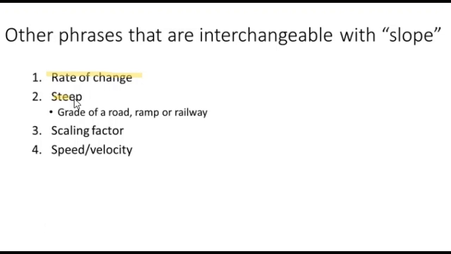The second word we may associate slope with is steep. And these usually deal with problems with roadways, ramps, or railways. And you may also hear the word grade instead of steep. Grade is another way of saying how steep something is.